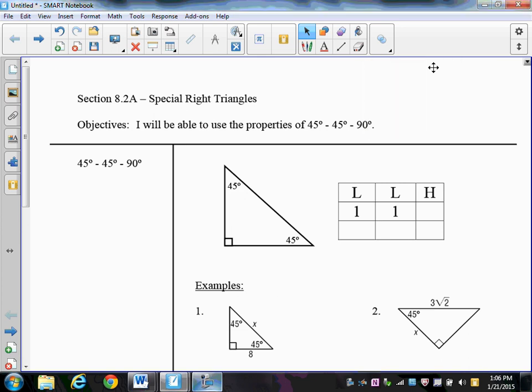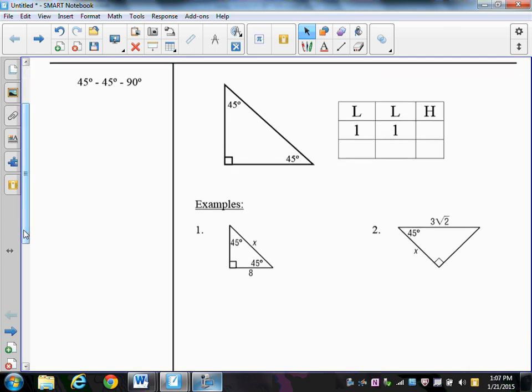So this is part one of the notes for section 8.2, special right triangles. The objectives will just be that we'll be talking about the properties of the 45, 45, 90 triangle. It's called 45, 45, 90 because those are the three angles that are in the triangle. We have two 45 degrees and one 90 degree. So we should remember a lot of things from this triangle. It's a very good review.